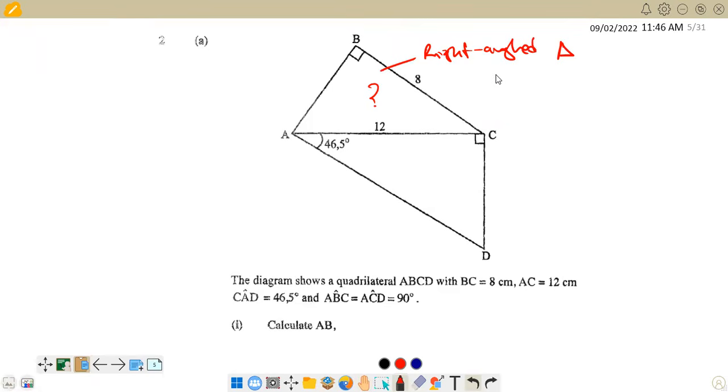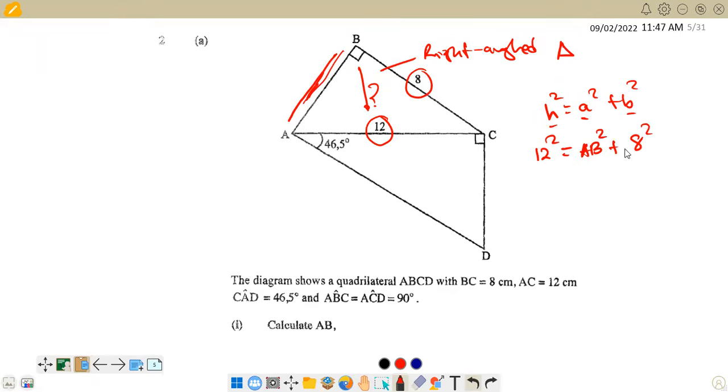So from the right angle triangle, to find the third side, given 2 sides, we can apply our Pythagoras, guys. We know this, h squared is equal to a squared plus b squared. Our hypotenuse is the longer side, the one opposite 90 degrees, which is 12. So it's going to be 12 squared equal to a and b, the shorter sides. The shorter sides are 8, which is BC, and BA, which is our AB, the one we want to calculate. So we have AB squared plus 8 squared.